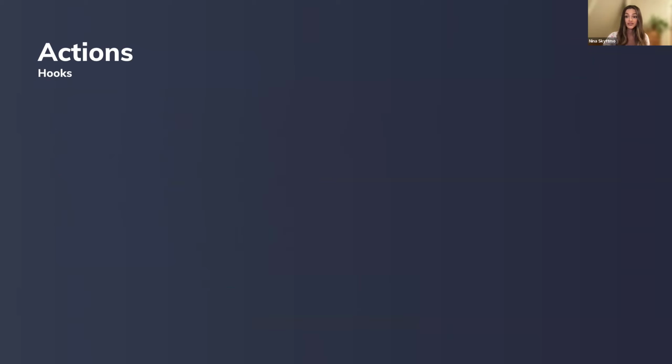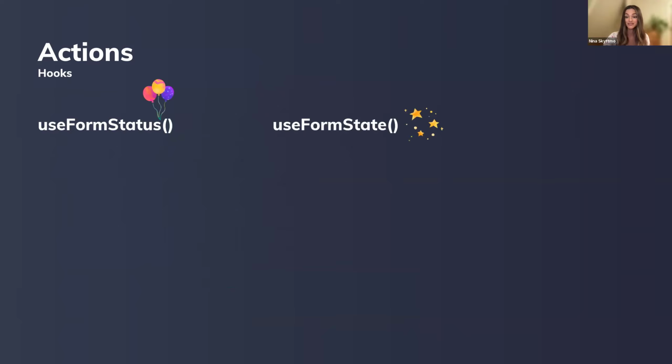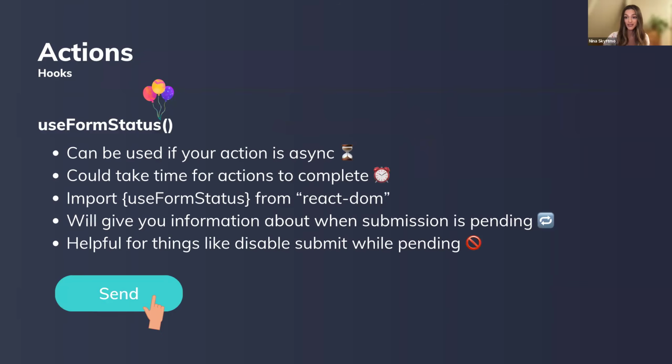Next, there are 2 new hooks that are being added in order to simplify the way we work with forms in React, specifically useFormStatus and useFormState. Let's quickly go over these 2 new hooks, starting with useFormStatus. So useFormStatus is a hook that can be used if your action is asynchronous. If your action is asynchronous, you won't know exactly when your form submission is completed. To prevent the form from being submitted again while submission is pending, you could use the useFormStatus hook to, for example, disable the submit button until the form has been submitted.